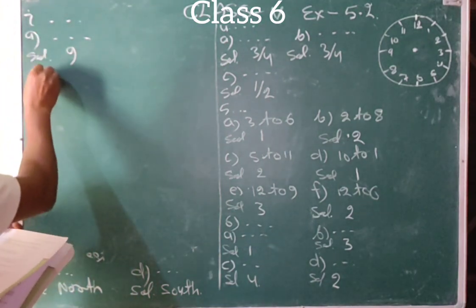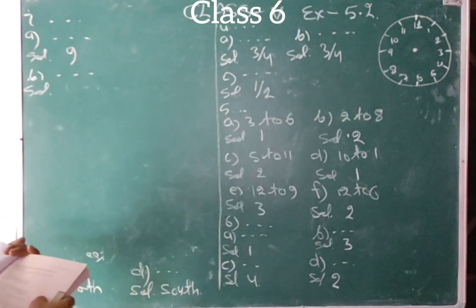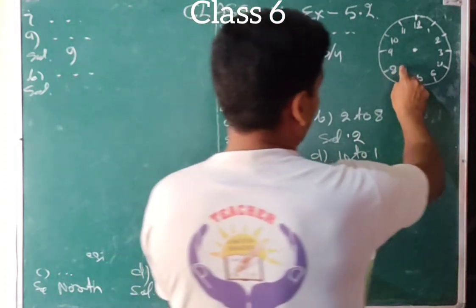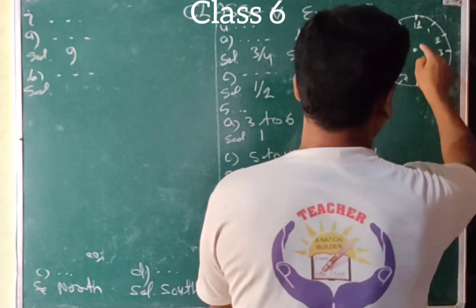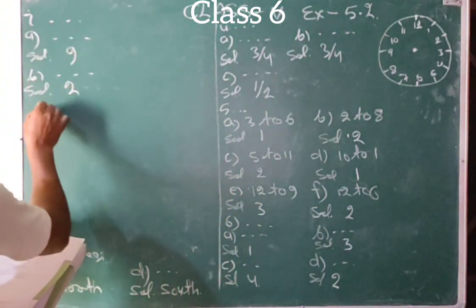B part, from 8 and turn 2 right angles. From 8, 1 2 3, 1 2 3. That will stop on 2.